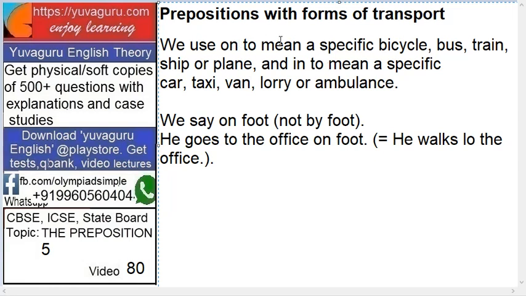Right? Understand the difference. We say on foot. This is separate. On foot, not by foot. He goes to office on foot. It's not by foot. So that was video number 5 on prepositions. We studied certain specific cases of prepositions.